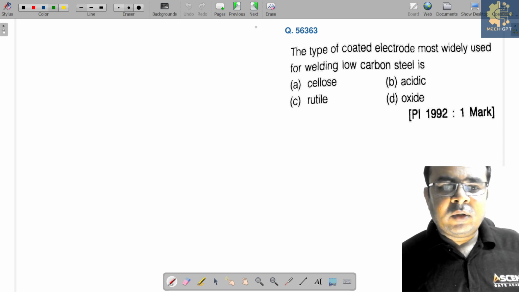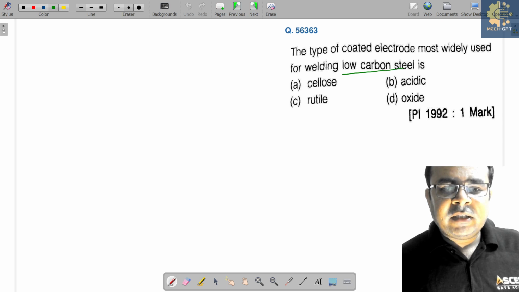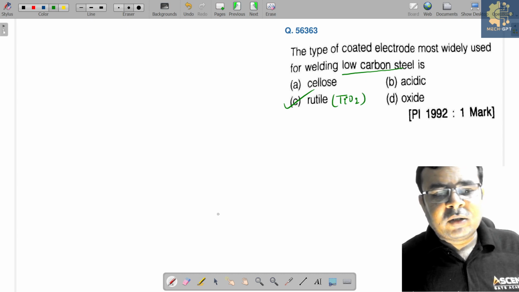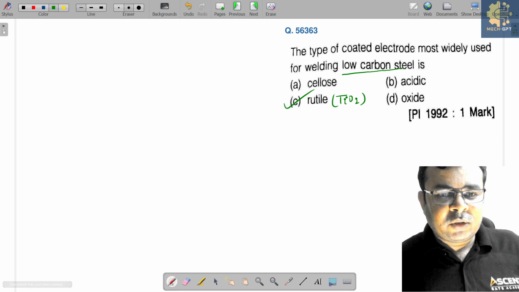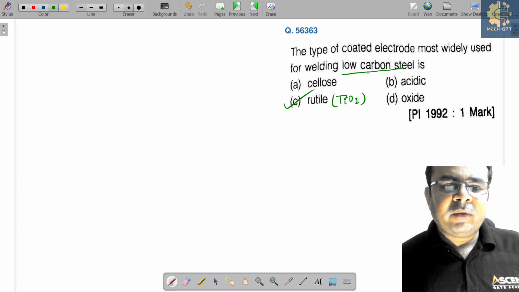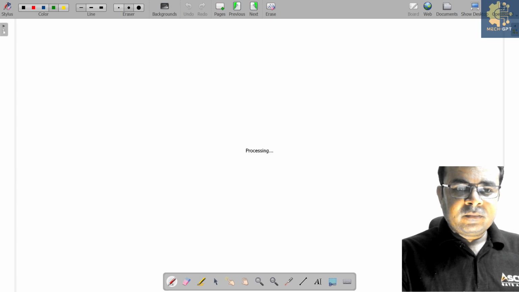Let's see another question. The type of coated electrode most widely used for welding of low carbon steel. It is rutile, that is titanium oxide, TiO2. Titanium oxide is called rutile, and it is mostly used for welding of low carbon steel to prevent weld pool oxidation from atmospheric oxygen.